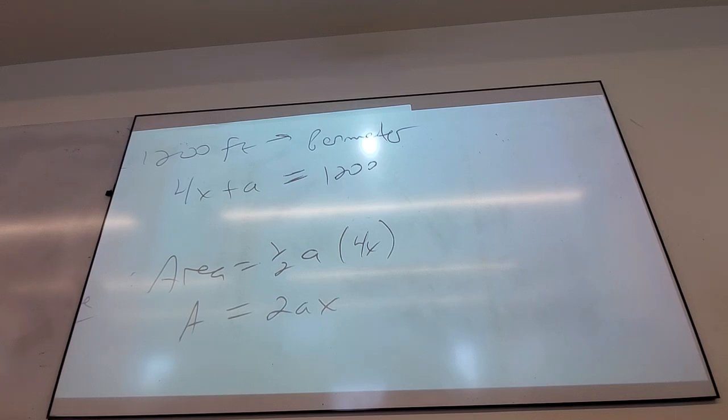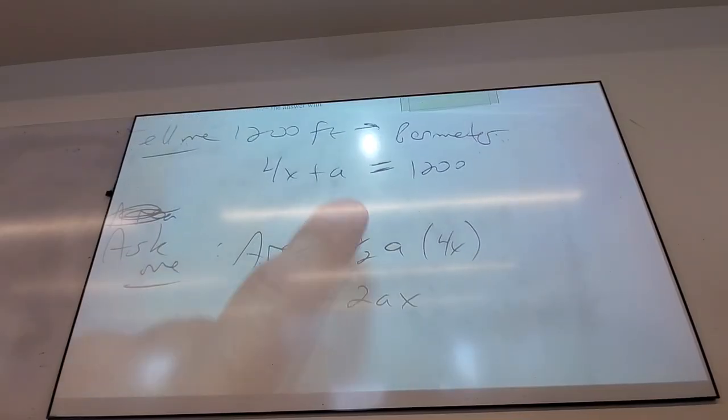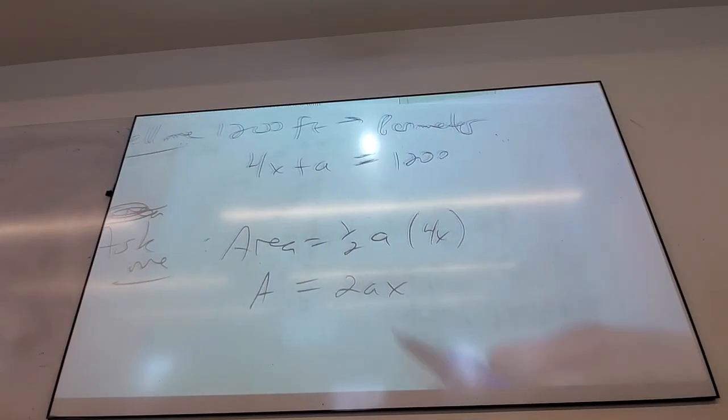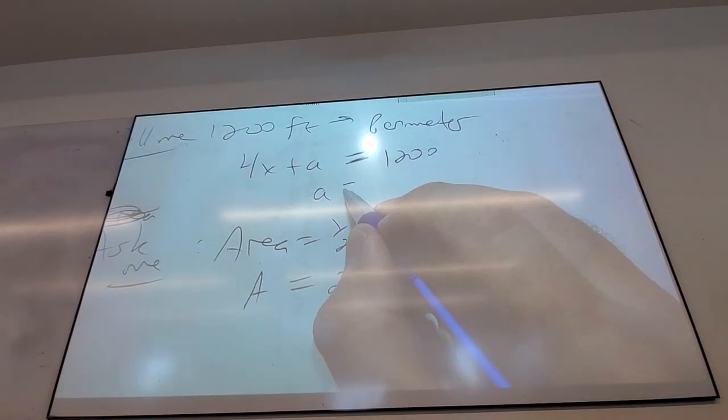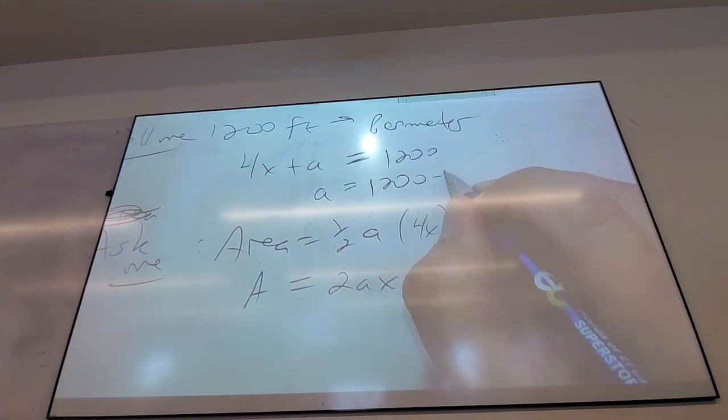Can you solve what they told me for one of the letters? In this problem, guys, in this physical situation, is this true? Yes. Is this true? Yes. They are both true at the same time. This is the idea of substitution. If I solve this for A, what do I get? Solve for A. 200 minus 4x. Yes, just subtract 4x from both sides.